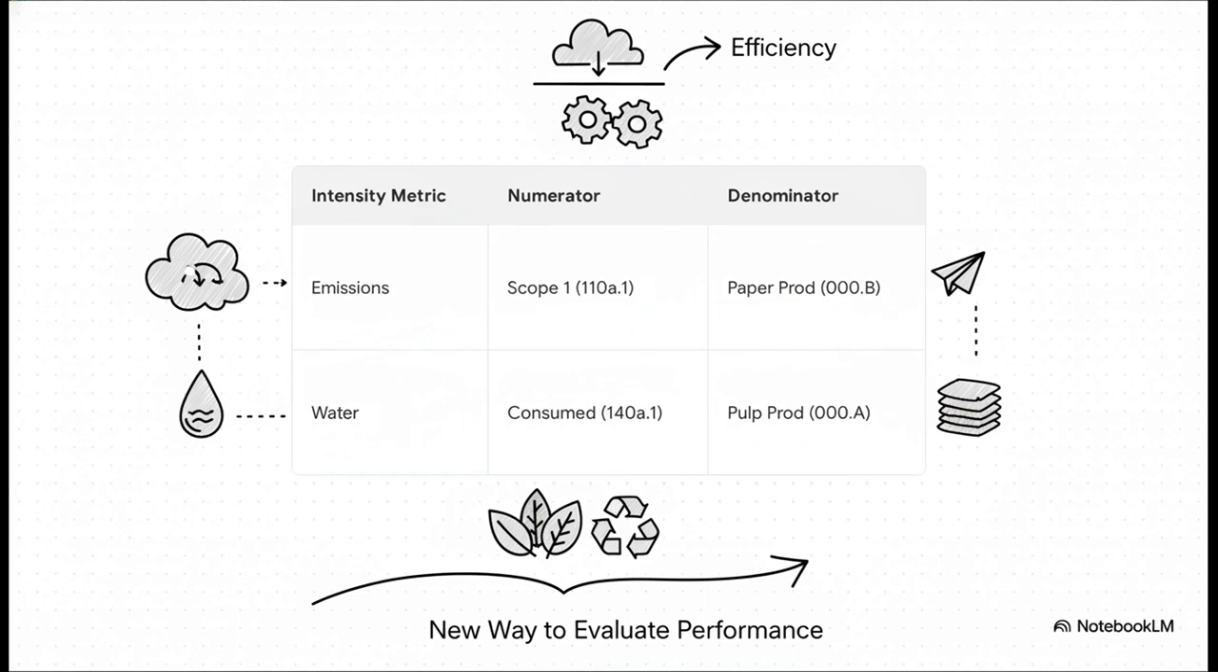It's the exact same idea for water intensity. You take metric 140A.1, which is the total thousands of cubic meters of water consumed, meaning water that evaporates, gets incorporated into the product, or just doesn't return to the source, and you divide that by metric RRPP-000.A, the tons of pulp produced.